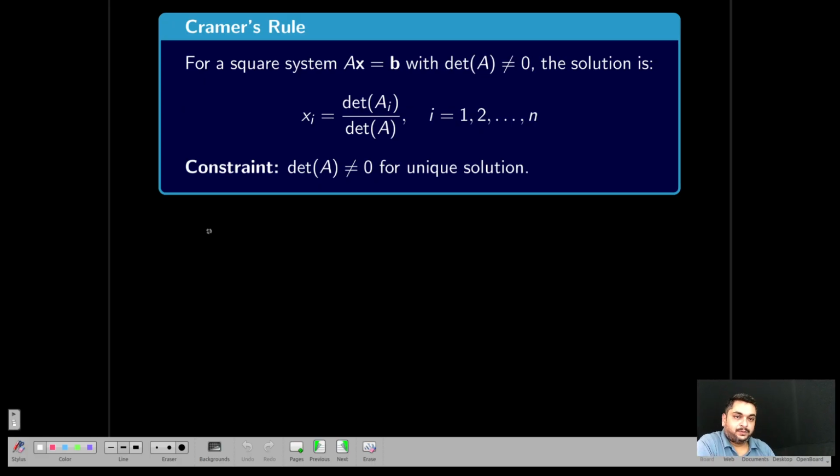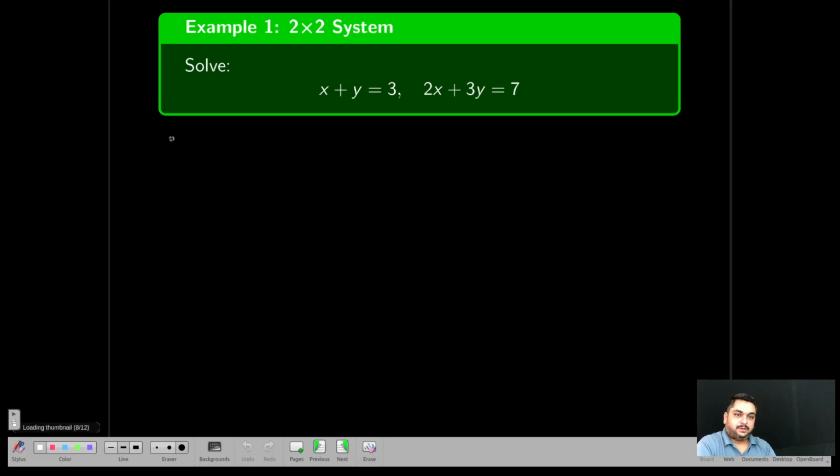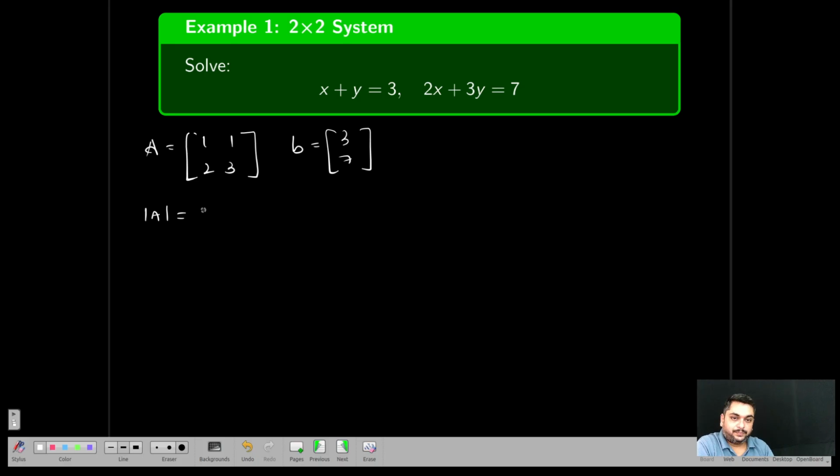Next, Cramer's rule. For a square system Ax equal to B, with determinant of A not equal to 0, the solution is given by xi equal to determinant of Ai divided by determinant of A. So let us take this system. What is this A? The coefficient matrix is 1, 1, and then 2, 3. And then my B is equal to 3, 7. First find the determinant of this matrix. Determinant of A is equal to 3 minus 2, that is equal to 1. It's not equal to 0, hence we can find the solution.